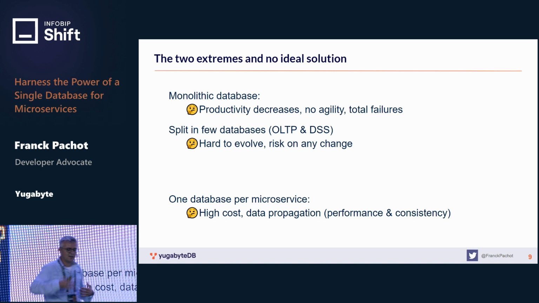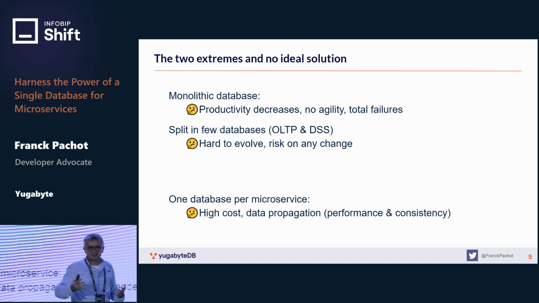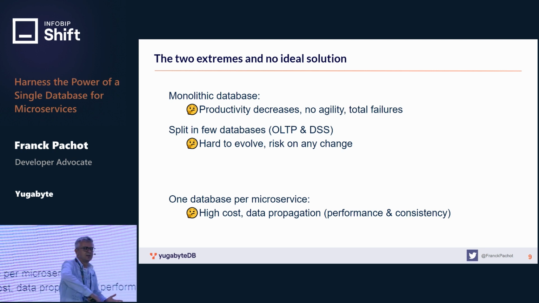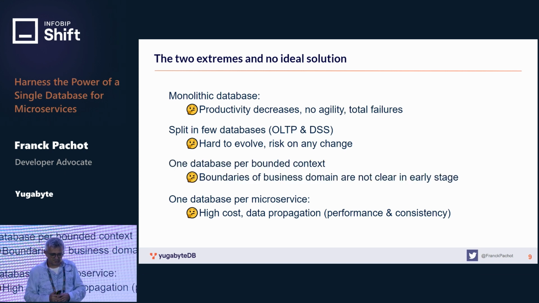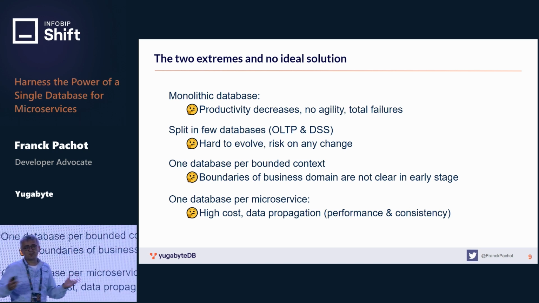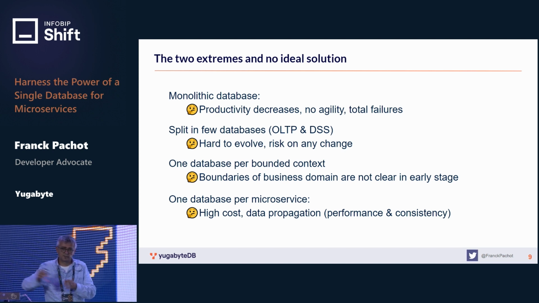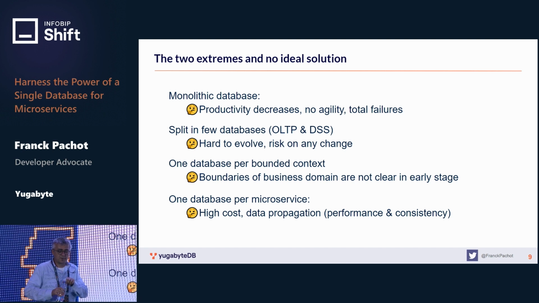So usually, the solution is in the middle between those two extremes. First, even with those monolithic databases, very often the OLTP and the analytics were separated in different databases. And you can also choose to have multiple databases per bounded context, but if you have multiple microservices in one bounded context, then you can keep the same database for that.